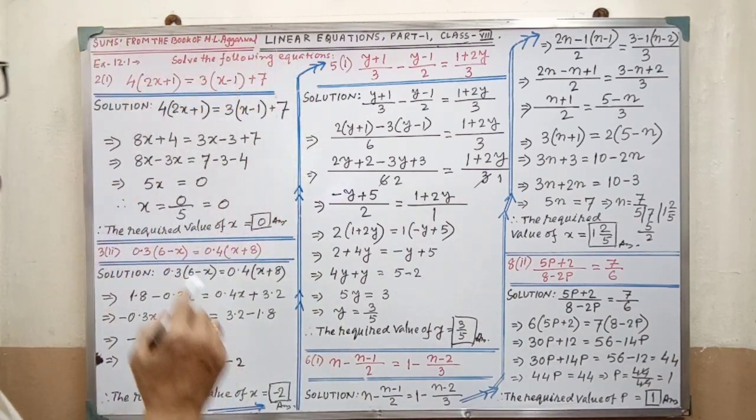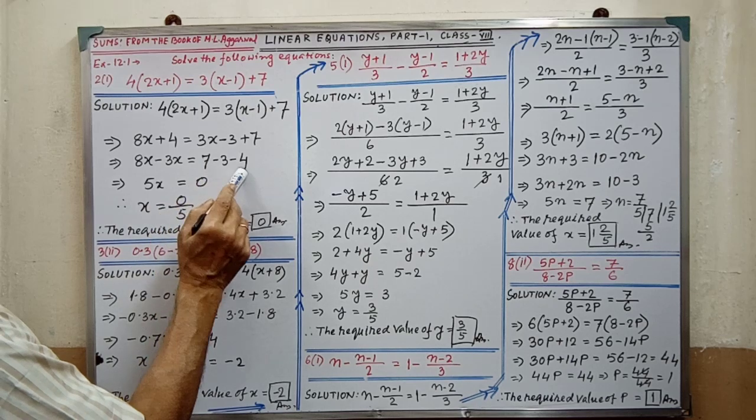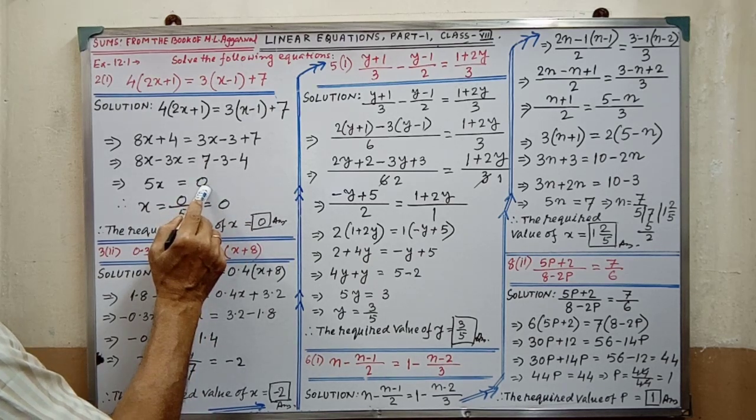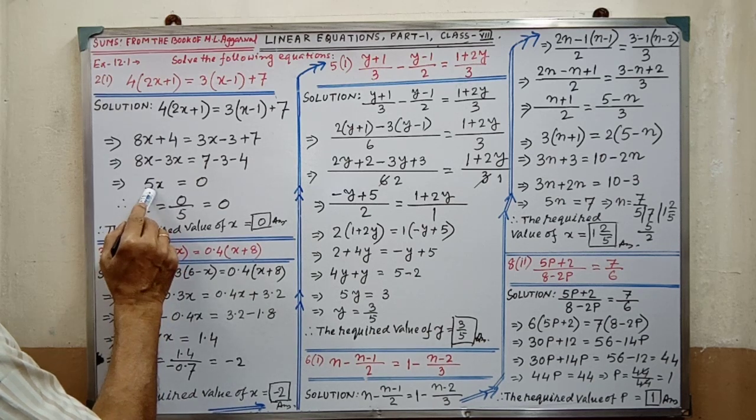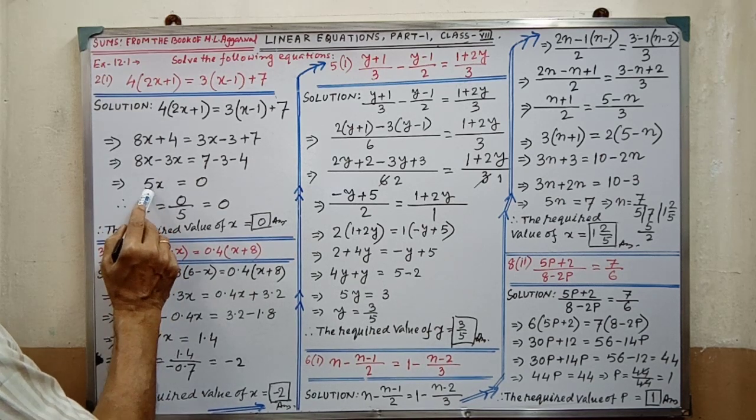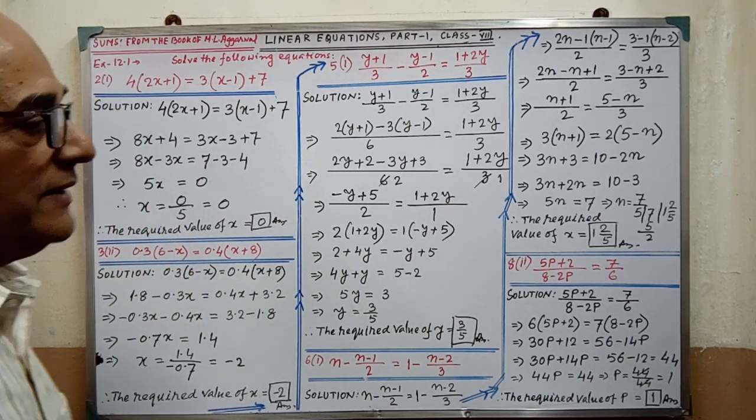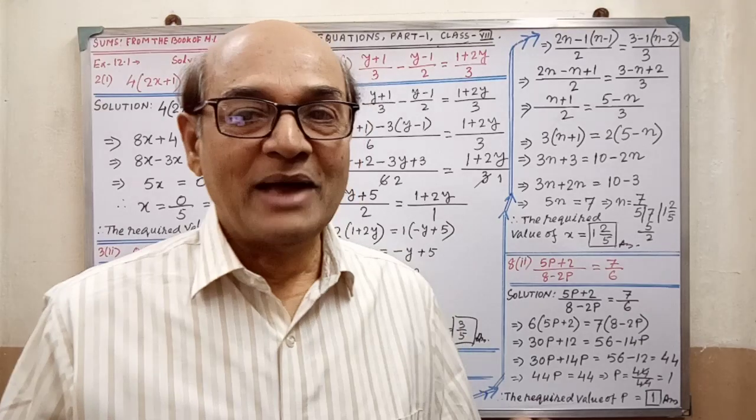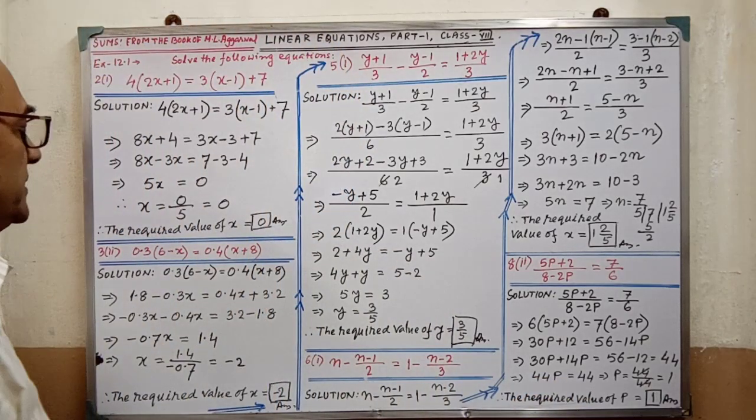Okay. Now we have to simplify 8x minus 3x, that is 5x, and by this we are getting 0. So x here is multiplied, 5 into x. This 5 we are taking from right side to left side, so it will be divide, 0 by 5, that is 0. So the value of x is 0. The sum is completed. Next sum.